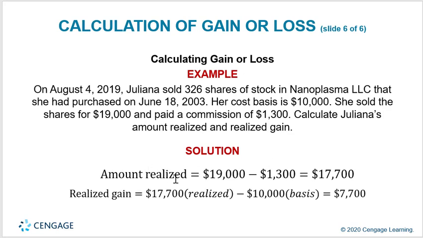So here the amount realized is $19,000, what she sold the shares for, less $1,300, the amount paid in commission, and so it equals $17,700. Then her realized gain is the amount realized, the $17,700, less her original cost basis of $10,000, which gives you $7,700.